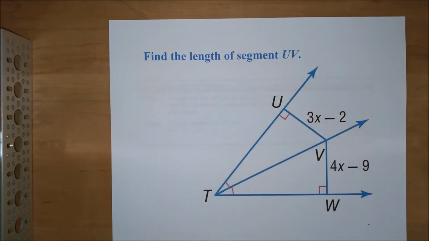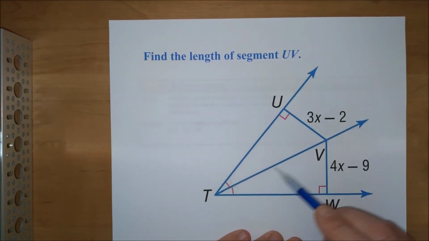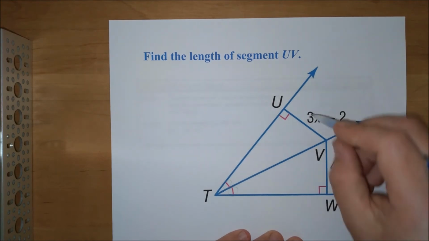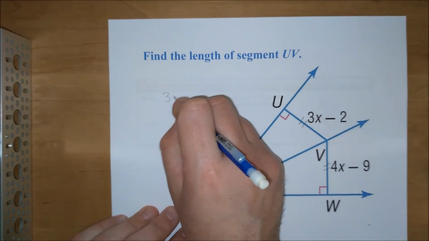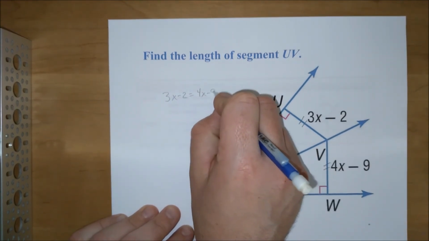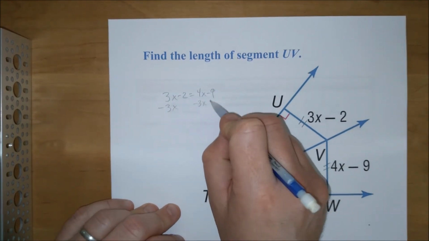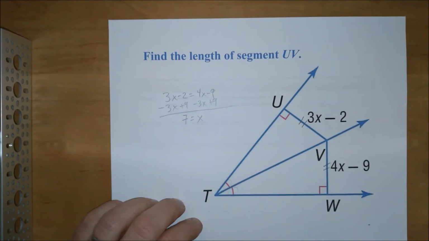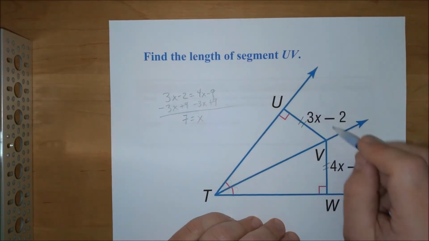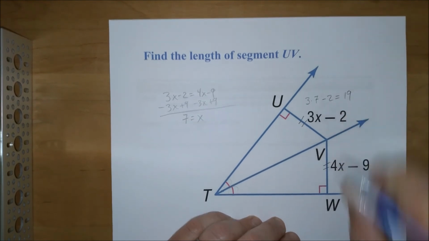Okay, one more example like this. Find the length of segment UV. And notice here, these angles are congruent. That means TV is an angle bisector. That means these segments must be congruent to one another. Therefore, 3x minus 2 must equal 4x minus 9. And we can go ahead and solve that for x. Subtract 3x from both sides. Add 9 to both sides. And I think we're going to get 7 equals x. We want the length of UV, so let's plug 7 in here. 3 times 7 is 21, minus 2 gives us 19. Good.